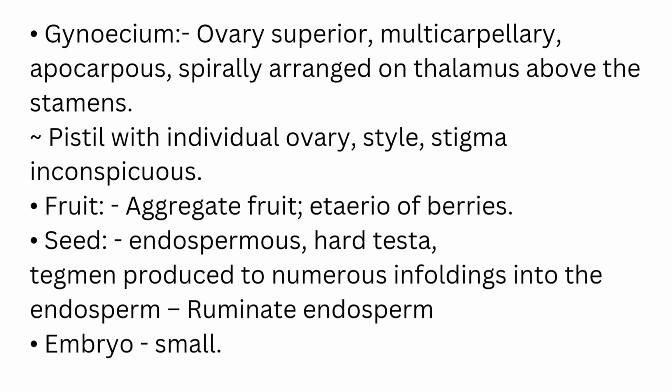Gynoecium: ovary superior, multicarpellary, apocarpous, spirally arranged on thalamus above the stamens. Pistil with individual ovary, style, stigma inconspicuous. Fruit: aggregate fruit, etaerio of berries. Seed: endospermous, hard testa. Tegmen produced into numerous infoldings into the endosperm, ruminate endosperm.